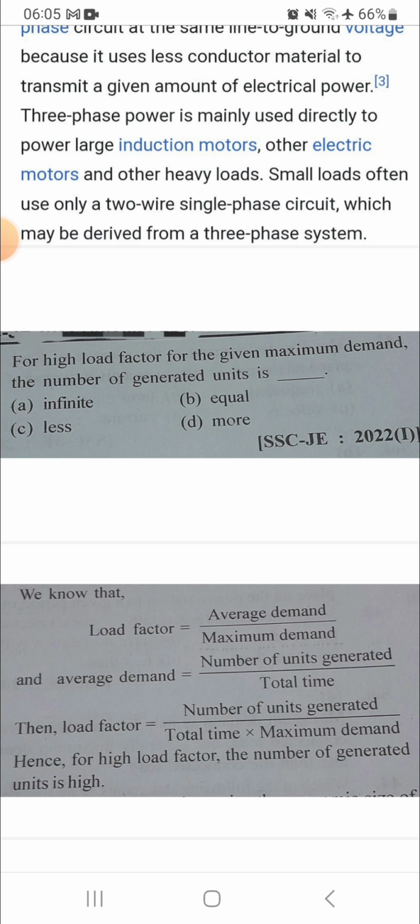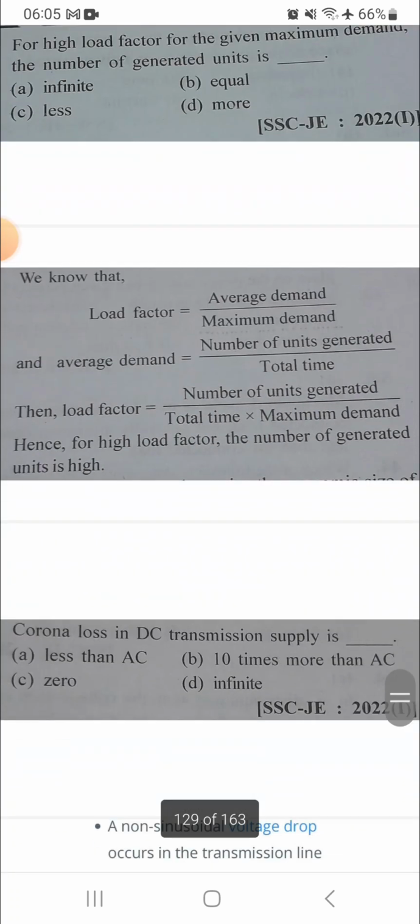D, more. Option D is the right answer. Load factor is equal to average demand by maximum demand. That is the number of units generated and the total. Yes, option D is the right answer.